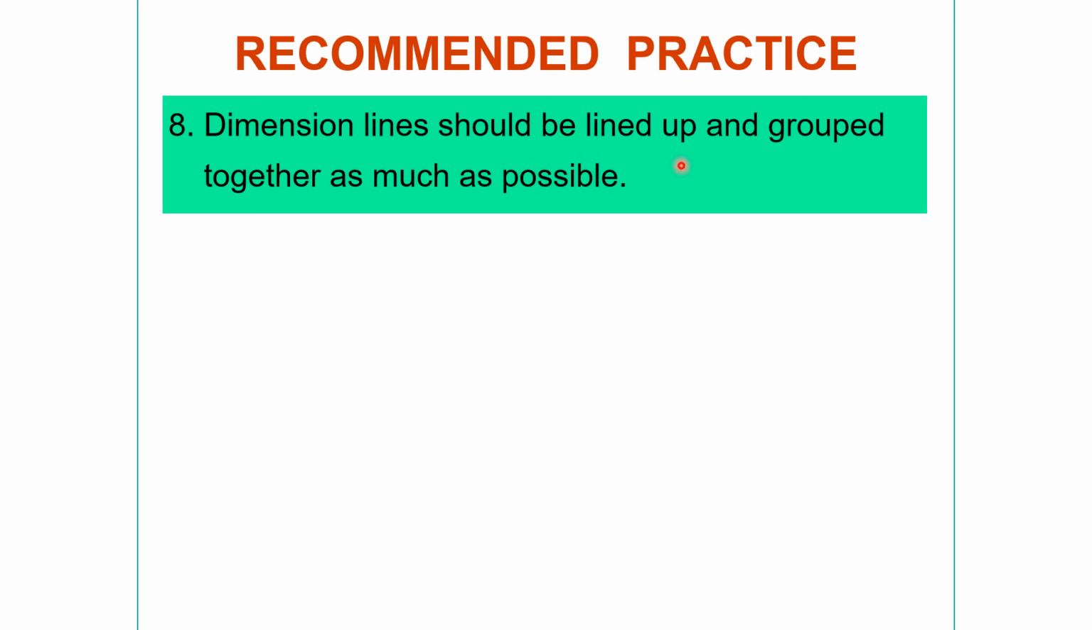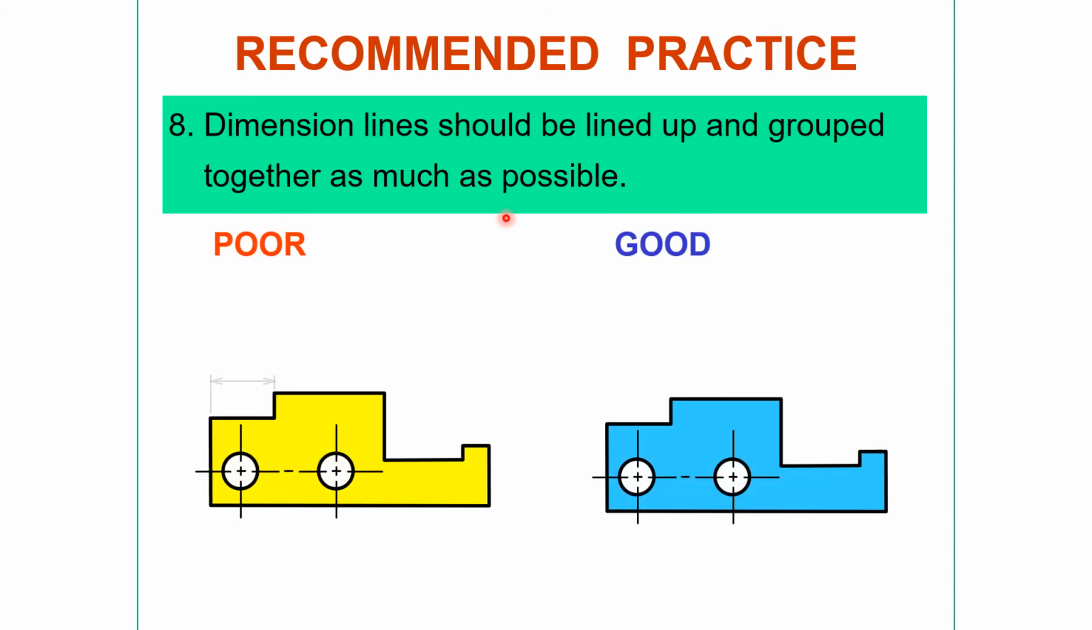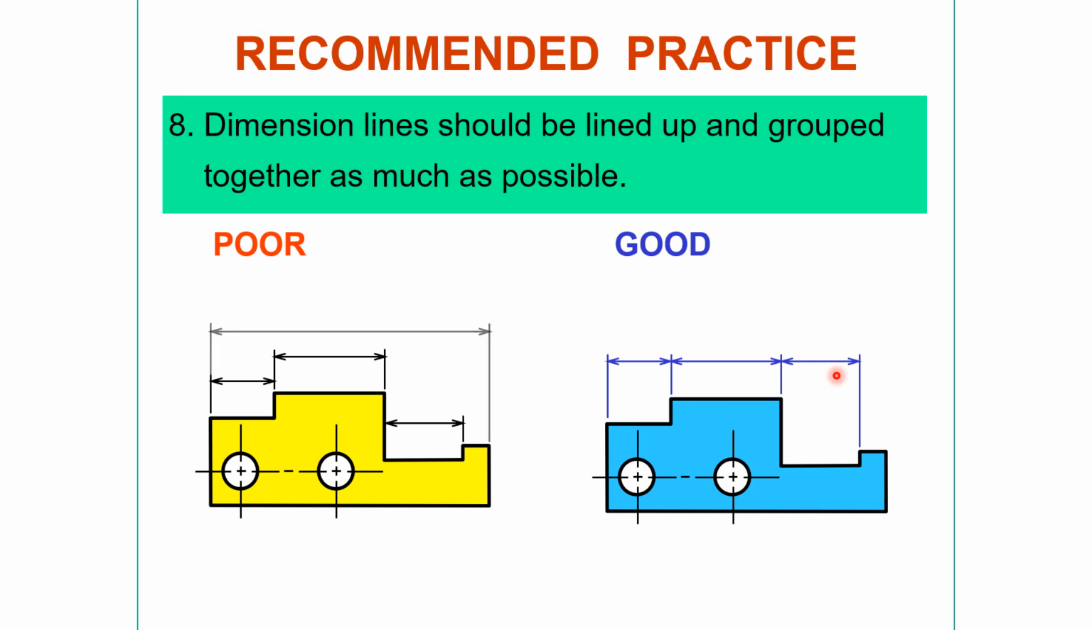Dimension lines should be lined up and grouped together as much as possible. Here the good and bad practice. Now you can see that is looking good. All the dimensions are grouped. Here at the bottom side they are grouped.